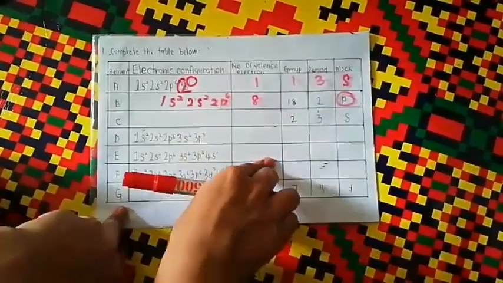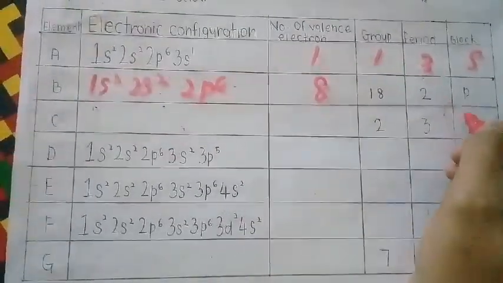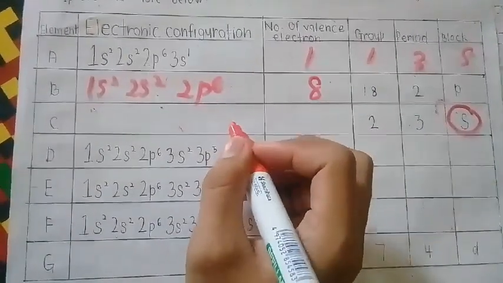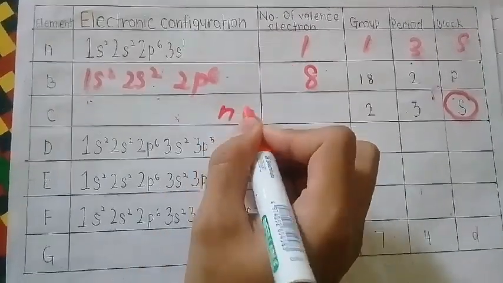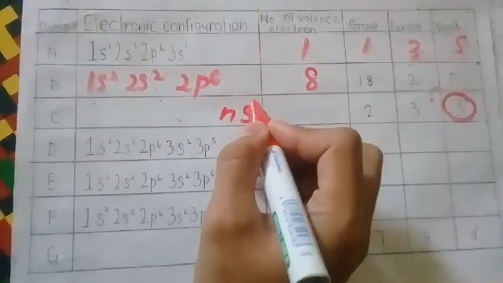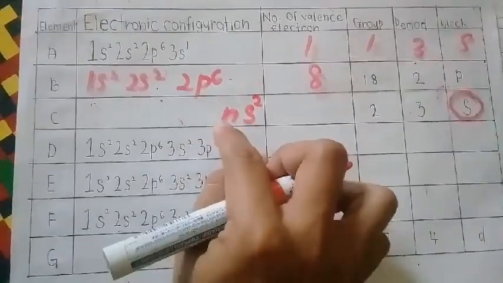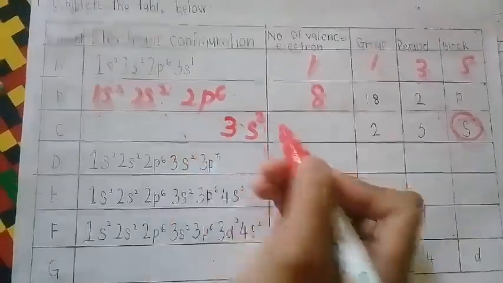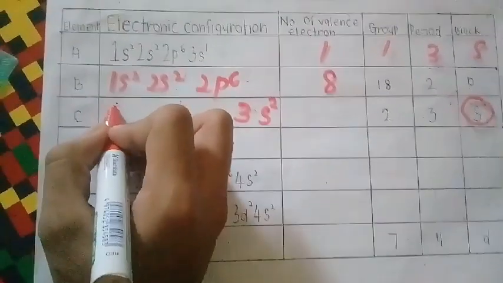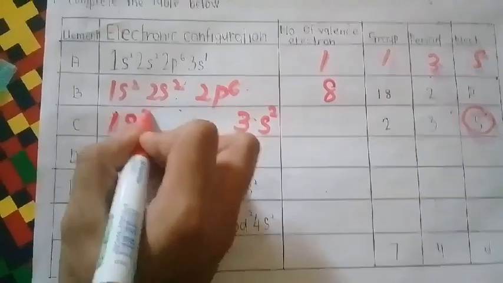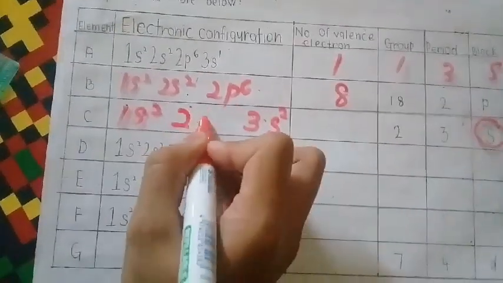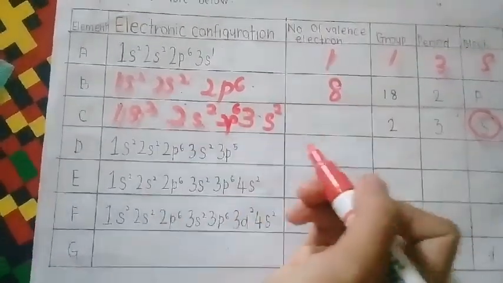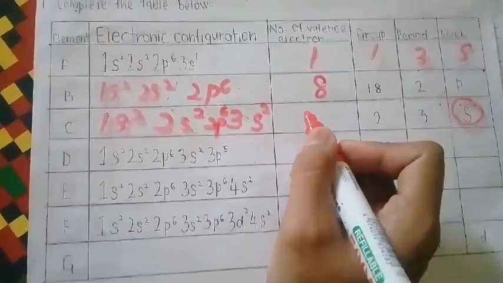For element C, the block is S block, so the valence electronic configuration is NS, and the group is group 2, and we substitute N is the period, which is 3, and we complete the electronic configuration of element C is 1s2, 2s2, and 2p6, and the number of valence electron is 2.